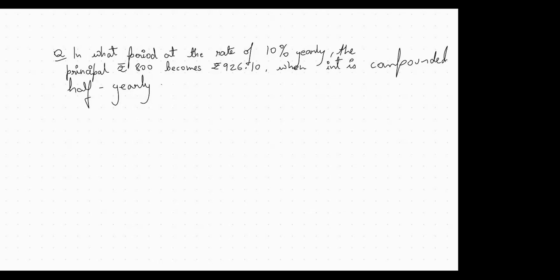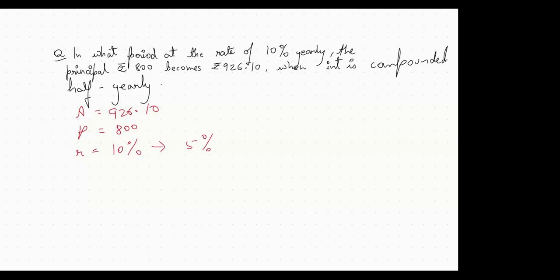Okay. So amount I'm given 926.10. Principal I'm given 800. Rate is 10%. That will become 5%. Why? Because we are compounding half yearly. So 10 by 2, that is 5%. Okay, and we have to calculate n.